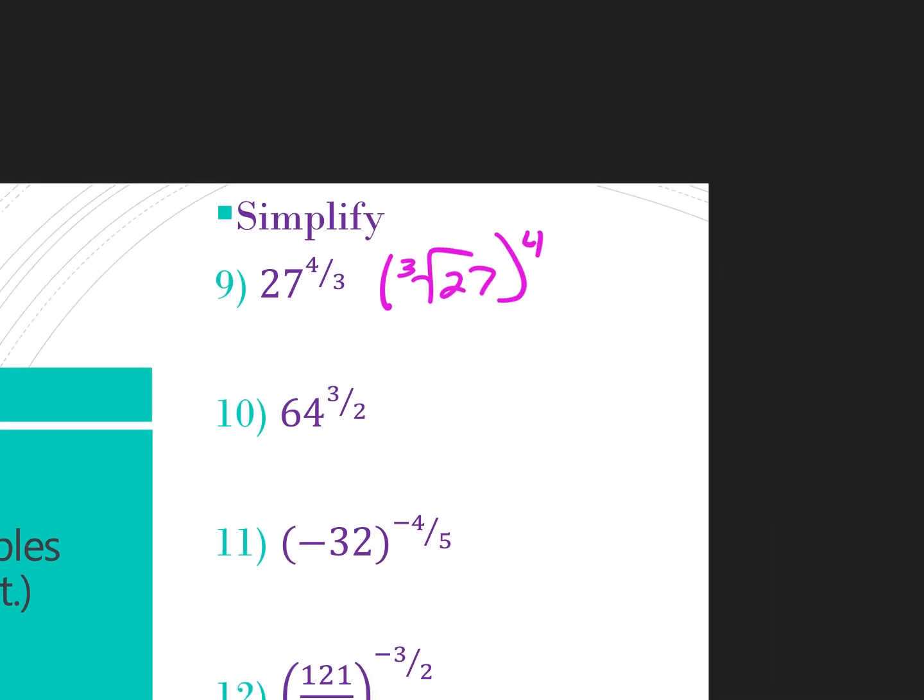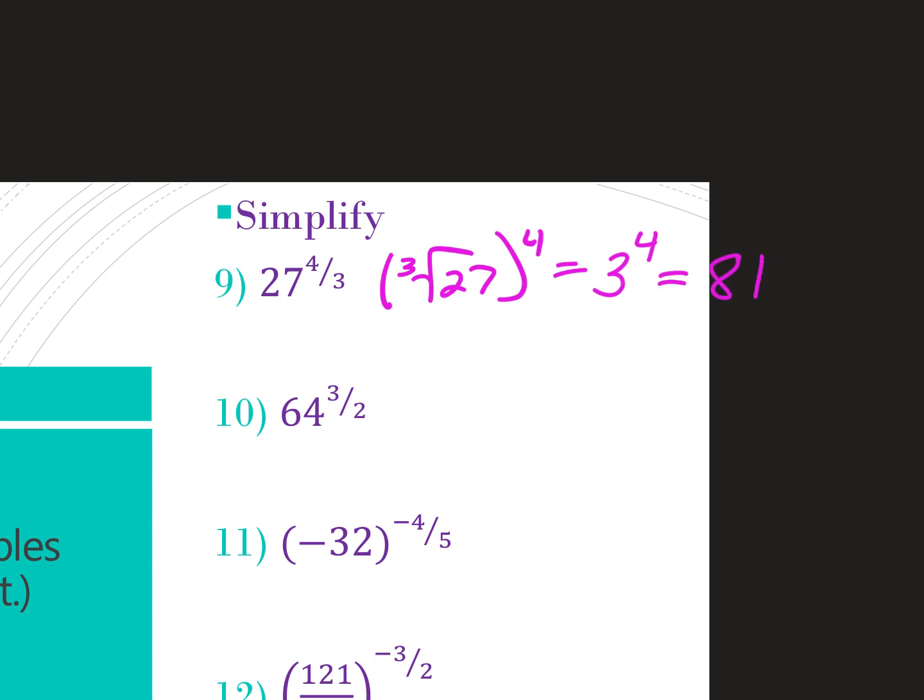Well, what number times itself three times gives 27? 3. So I have 3 to the 4th power, which is 81. Perfect, 81. Good. All right, same thing. Number 10. Read it to me. Square root, good. Square root of 64 raised to the 3rd power.